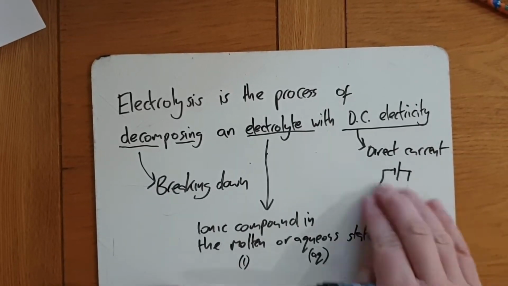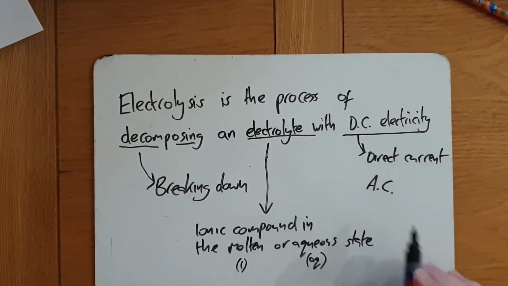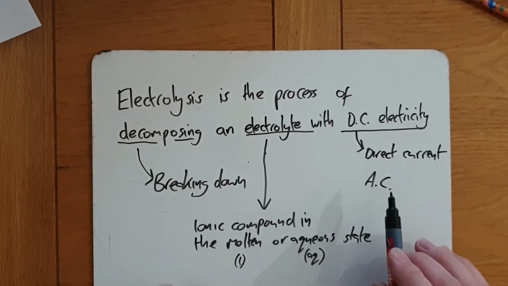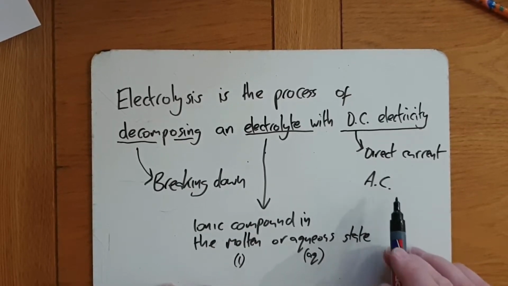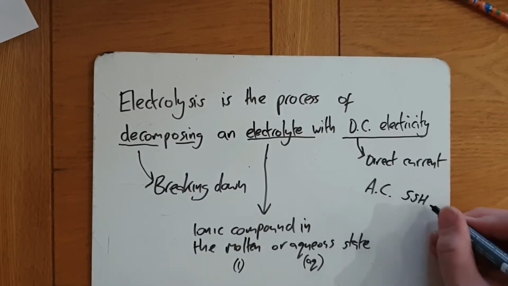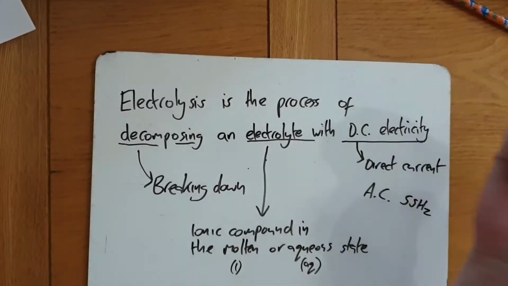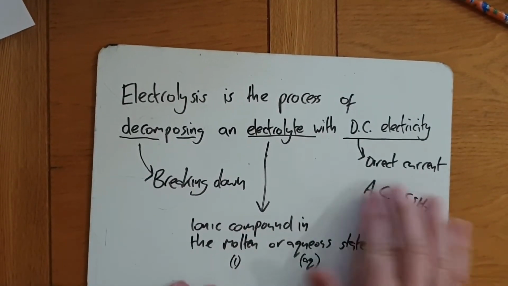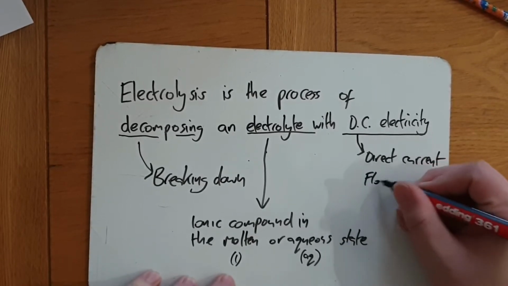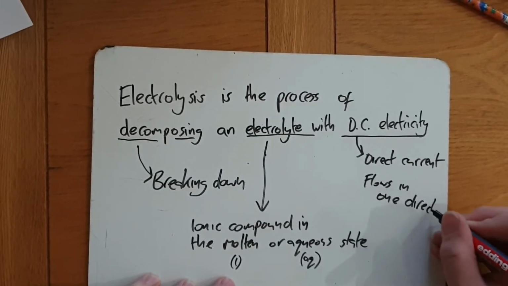The opposite of DC is AC, and that stands for alternating current, and that constantly changes direction. So the electricity that comes out of your plug sockets at home is an alternating current, and that changes direction 55 times every second. It's got a frequency of 55 hertz, which means 55 times a second electricity goes that way, then that way, and it changes direction 55 times. So we don't want to use alternating current for this. We have to use direct current, and direct current flows in one direction, doesn't change directions.